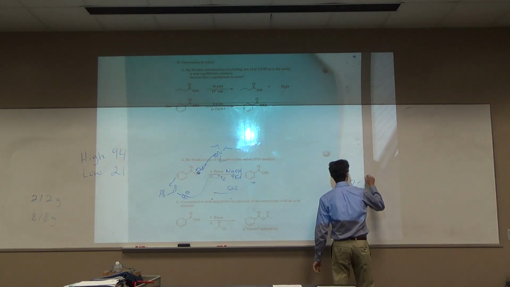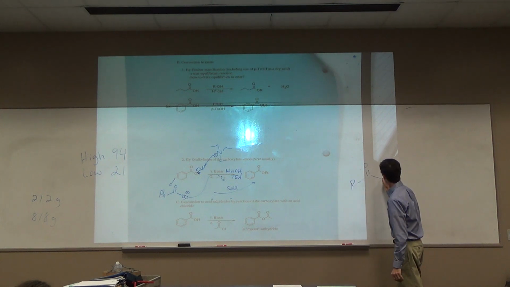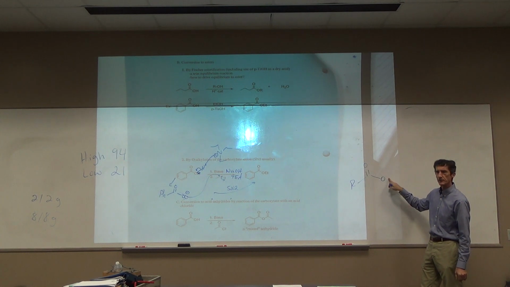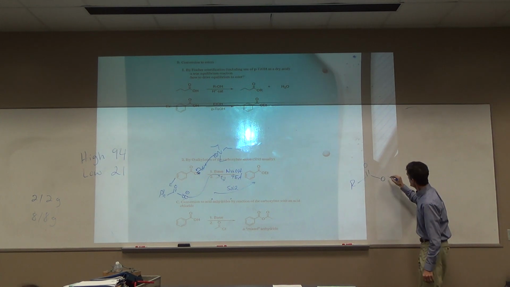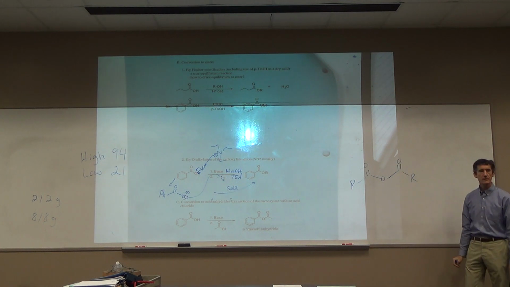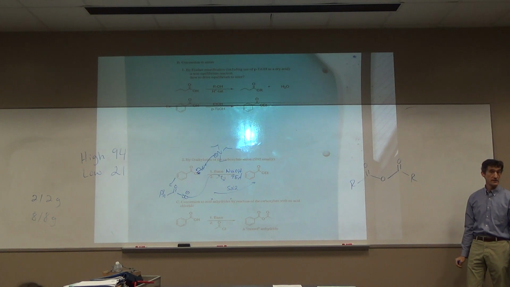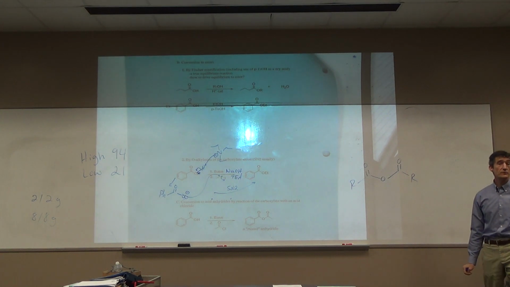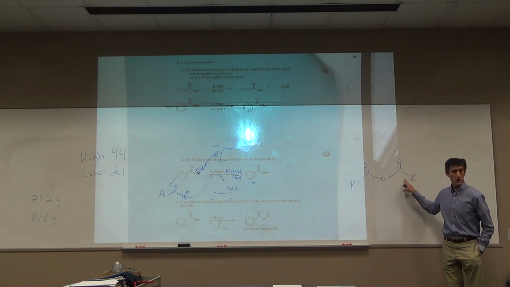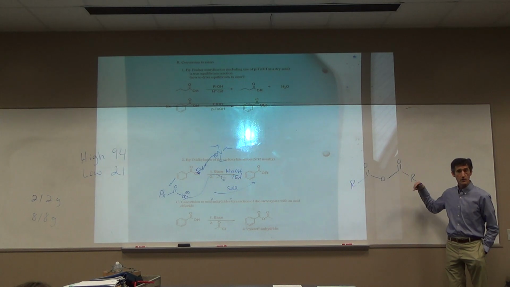An anhydride is, if this was an H, that would be a carboxylic acid. If it was an ethyl or something, it would be an ester. But if we add another carbonyl, like this, this is an acid anhydride. I think it's the first time we've ever seen this functional group. It was not on our functional group list in Organic 1. Okay? Oxygen bonded to 2 carbonyls. We'll talk about where the term anhydride comes from.